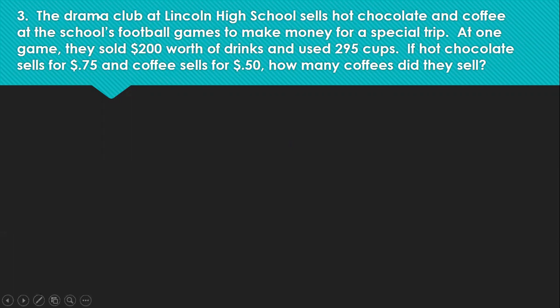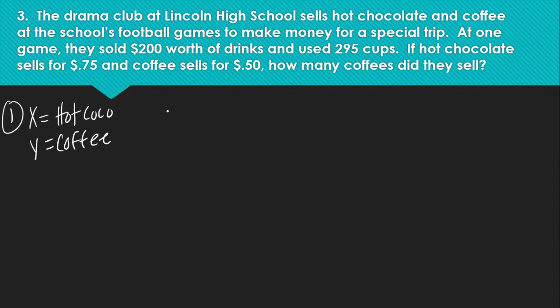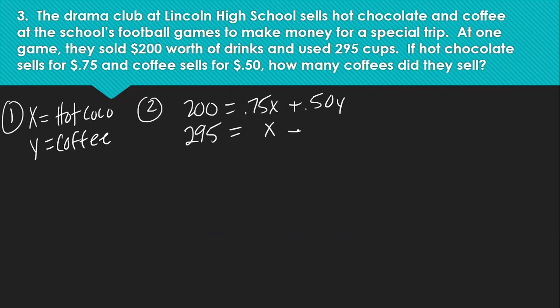So we had established, what were our variables? X was what? Hot cocoa. Y was the, okay. All right, then where were we at? 200 plus 0.50y. Okay, and then, all right. Is that all we had? Okay, cool. All right, so we had set up our two equations.